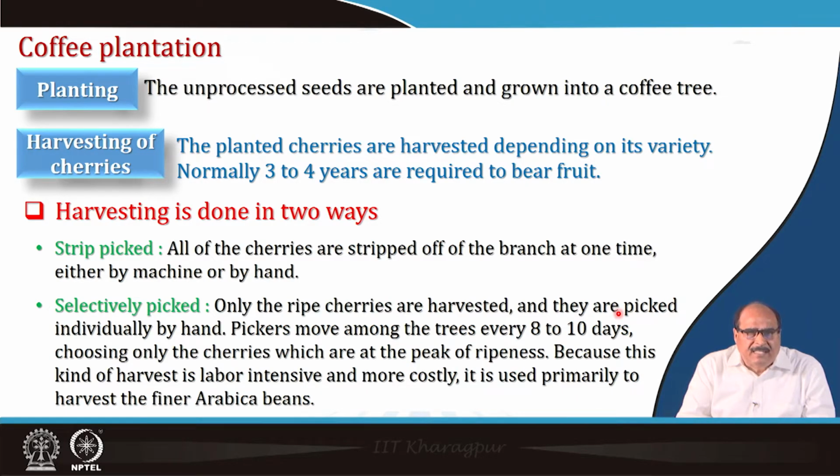The second method is selective picking. Here only the ripe cherries are harvested, and they are picked individually by hand. Pickers move among the trees in a rotation of every 8 to 10 days, choosing only the cherries which are at the peak of their ripeness. Because this kind of harvest is labor intensive and more costly, it is used primarily to harvest the finer Arabica beans.